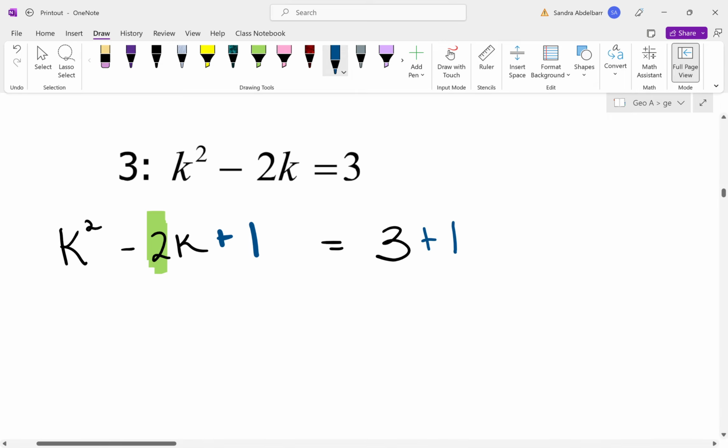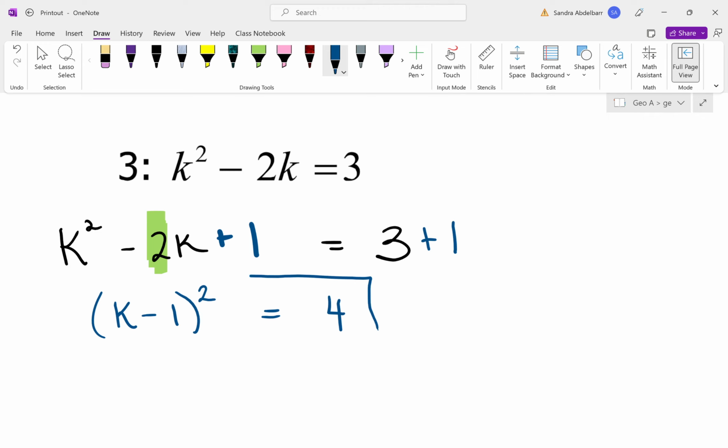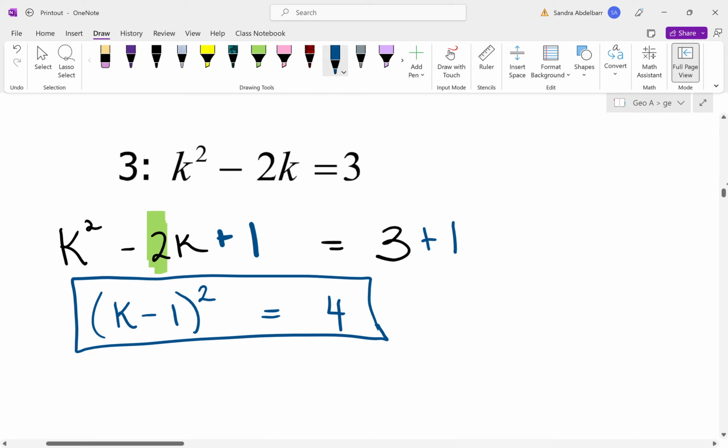But now be careful. When I come to factor my left side, what multiplies to positive 1 but adds to a negative 2? So we're multiplying to positive 1, but we're adding to negative 2. It can't be positive 1 and positive 1. Maya? Negative 1. So this ends up becoming k minus 1 squared equals 4. We getting the gist of this? You guys remembering?